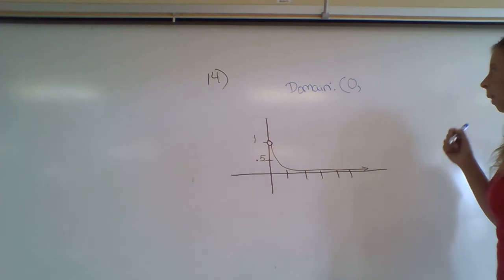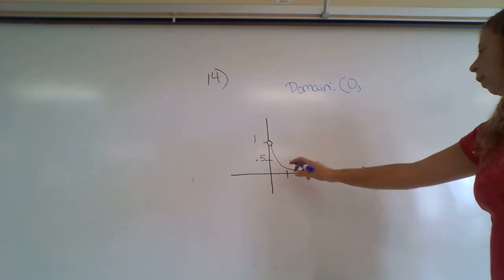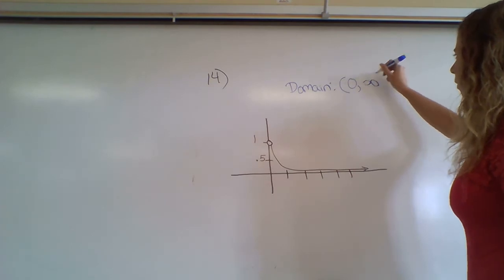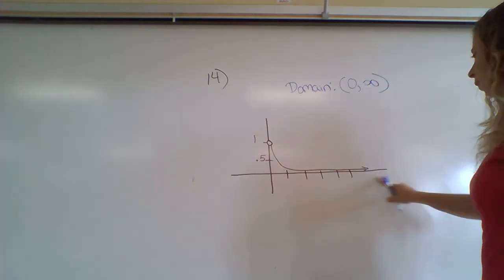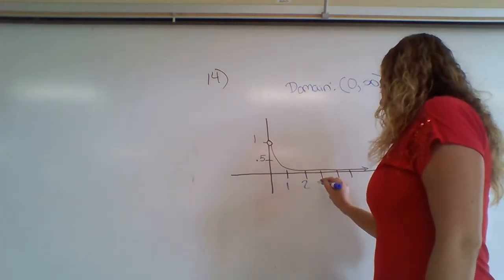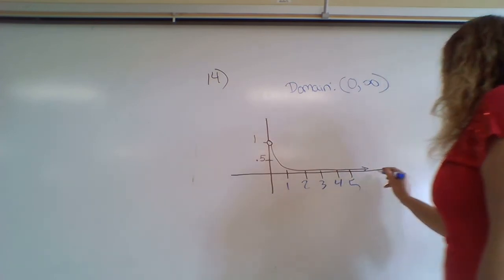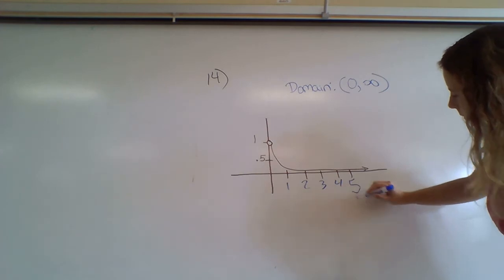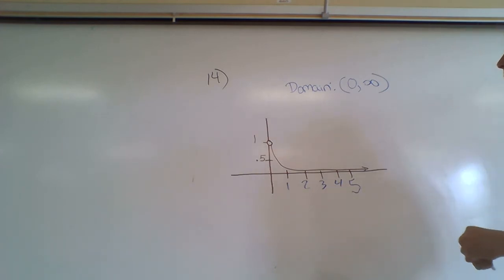If this was filled in, if this was a regular point, it would be a bracket, but it's not. Okay, and then we're going forever this way. So we're going to infinity. My x values continue forever this way. So this is like 1, 2, 3, 4, 5, and then we continue on forever and ever. Okay, so that's my domain.